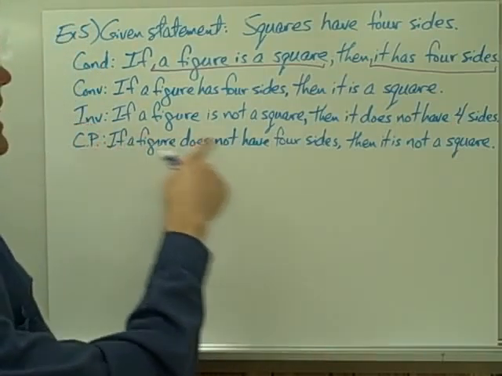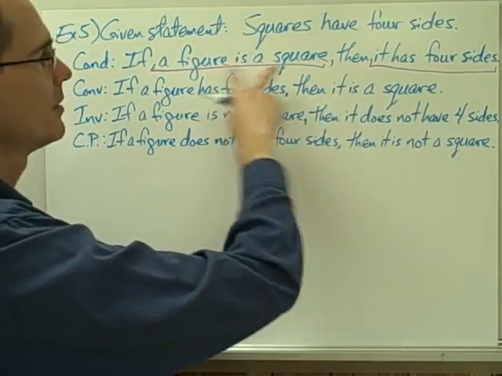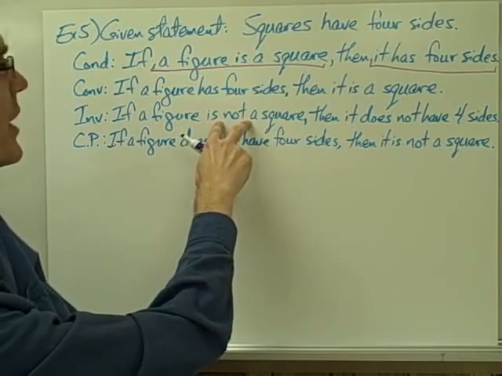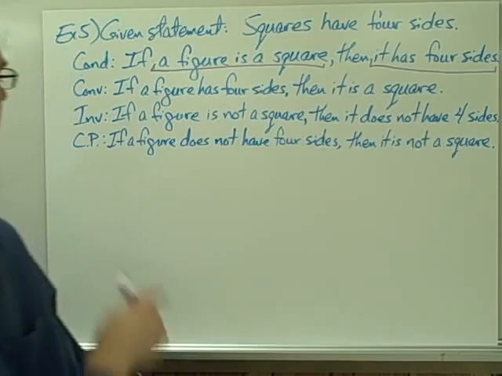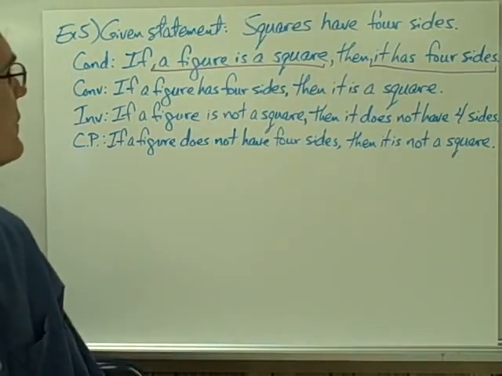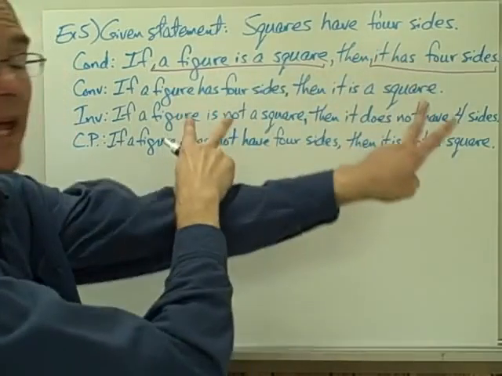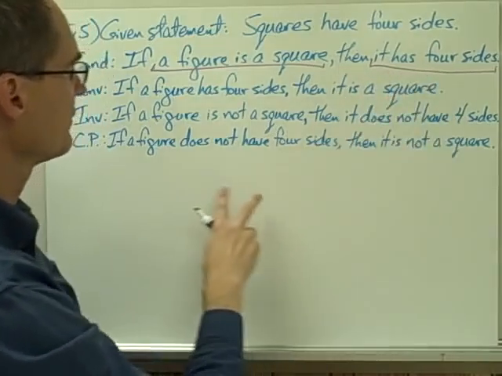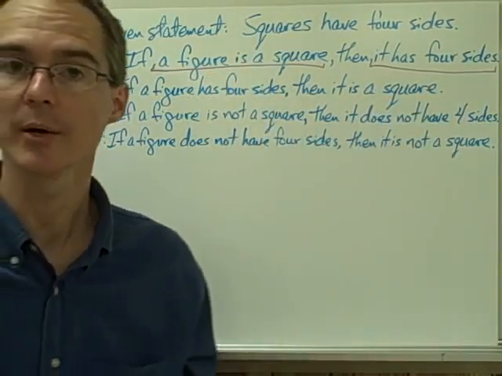To write the inverse, I need to take the negation, or the opposite, of my hypothesis and conclusion. So: if a figure is not a square, then it does not have 4 sides. Finally, to write the contrapositive, I take the negation of my original hypothesis and conclusion and swap them. So: if a figure does not have four sides, then it is not a square.